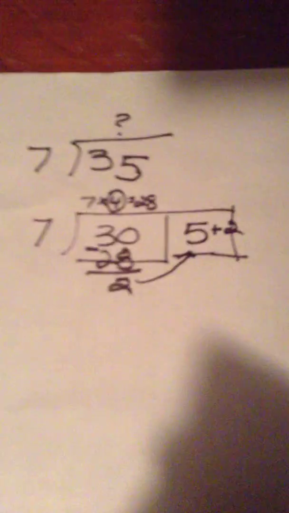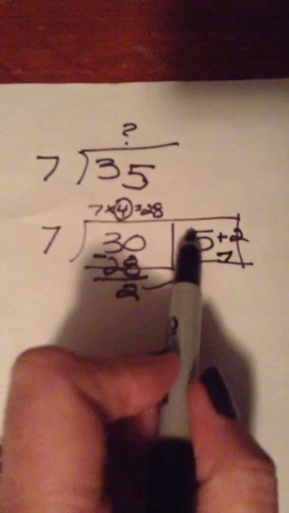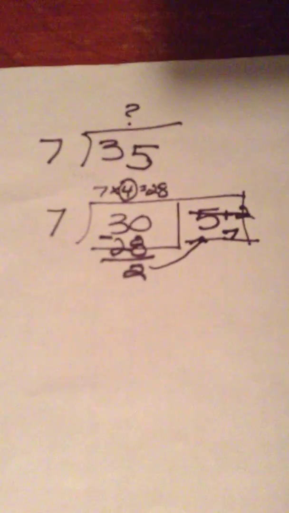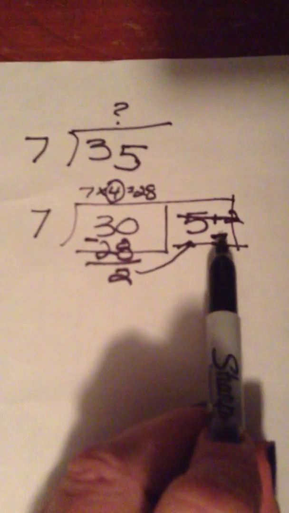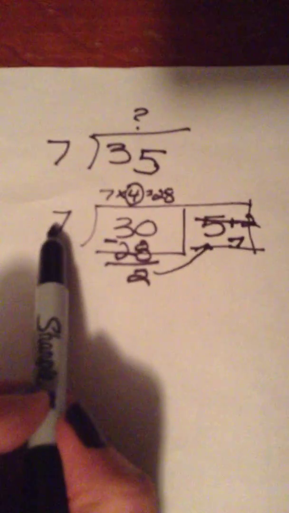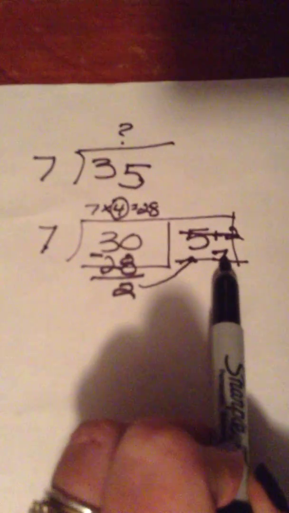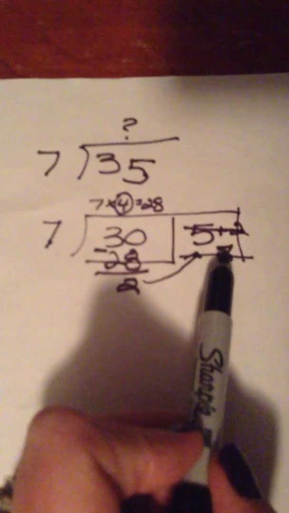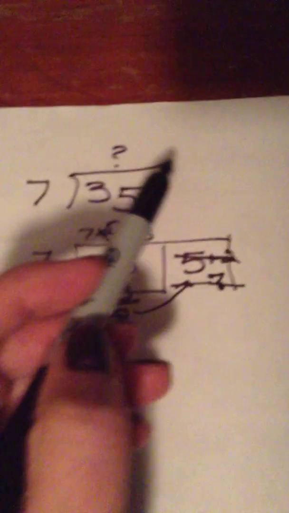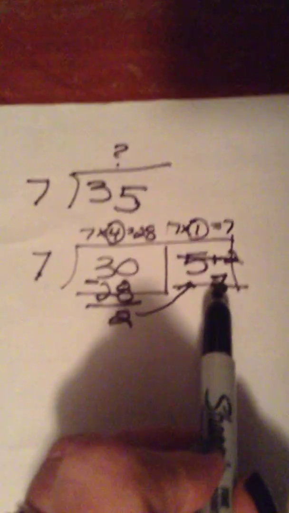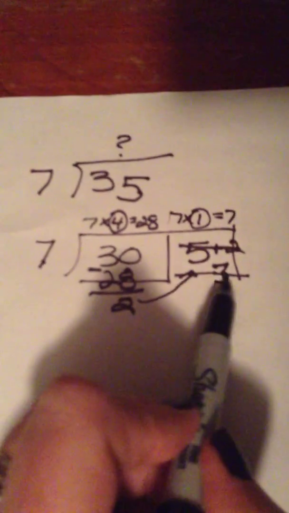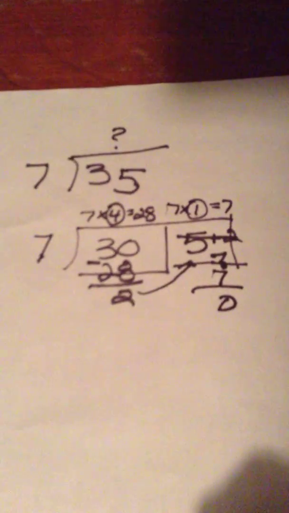5 plus 2 is 7. I've used that, so I'm going to cross it out just to keep myself straight. Now I'm going to move over to the ones. How many times does 7 go into 7? Or how many groups of 7 can I take out of 7? Well, I know that 7 times 1 equals 7. I can take one group out. So I'm going to multiply 1 times 7, and I'm going to subtract with no leftovers.